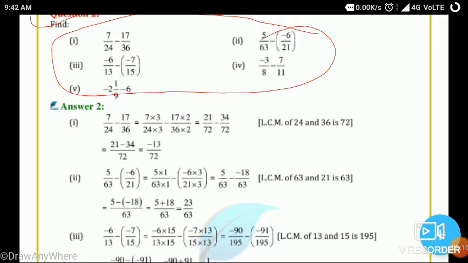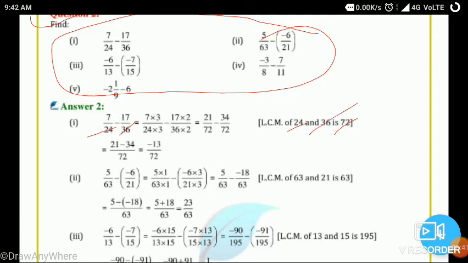So see, first one is what? 7 upon 24 minus 17 upon 36. So you just see here 24 and 36 not the same, right? So need to find its LCM. Why? Because we want denominator same in both rational numbers, right? So when we find the LCM of 24 and 36, you will get 72.